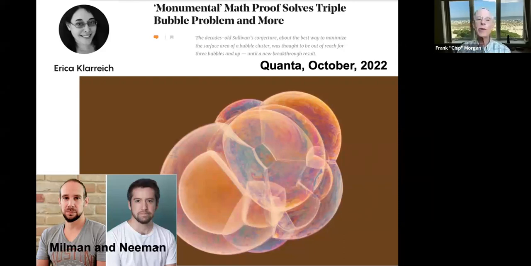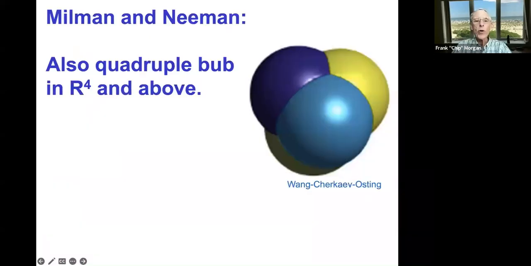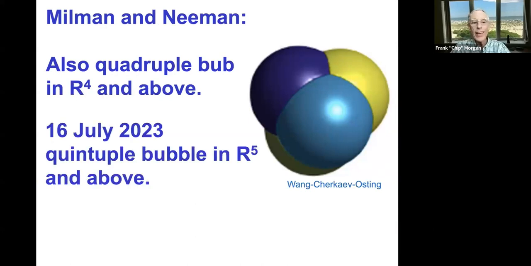And that word monumental is actually a quote from me, although it's taken out of context here, as I'll explain shortly. And the and more, what does that mean? How could you do more? They did it in all dimensions. Well, by and more, it turns out they also proved the quadruple bubble in R4 and above, and promised to, and just succeeded 2 months ago in proving the quintuple bubble in R5 and above.